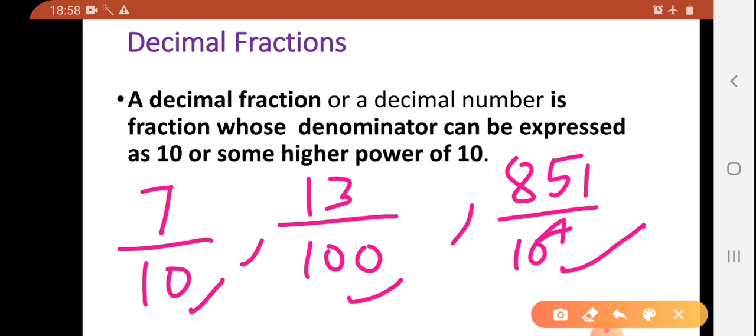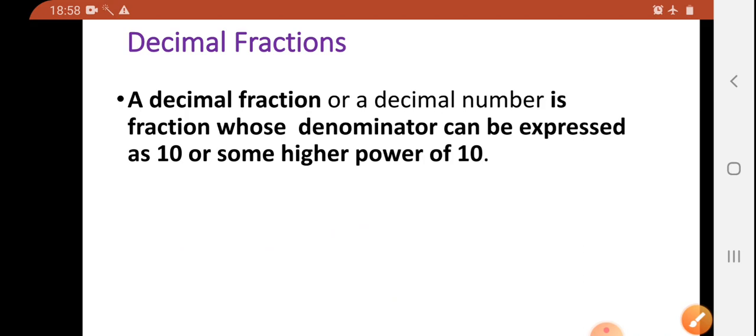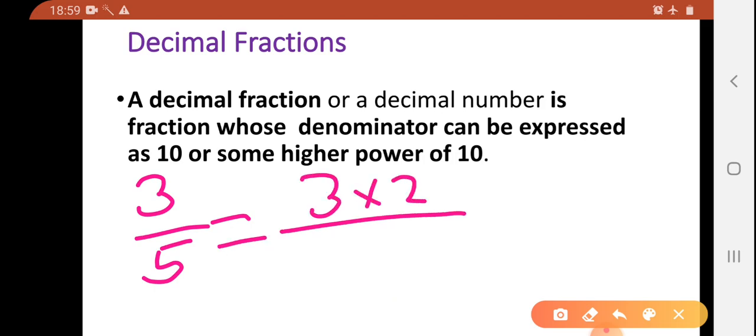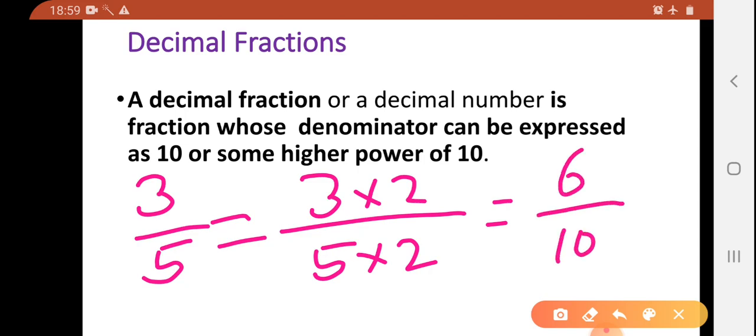Now here, 3 by 5 will be equivalent to 3 into 2 by 5 into 2. This will be 6 by 10. That is, 10 is here in the denominator. That means we can say 3 by 5 can be expressed as a fraction with denominator 10. Therefore 3 by 5 is a decimal fraction.